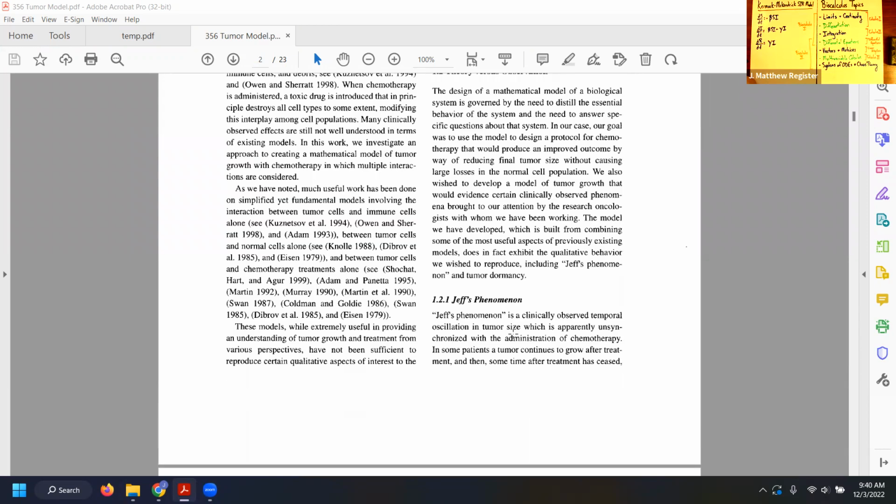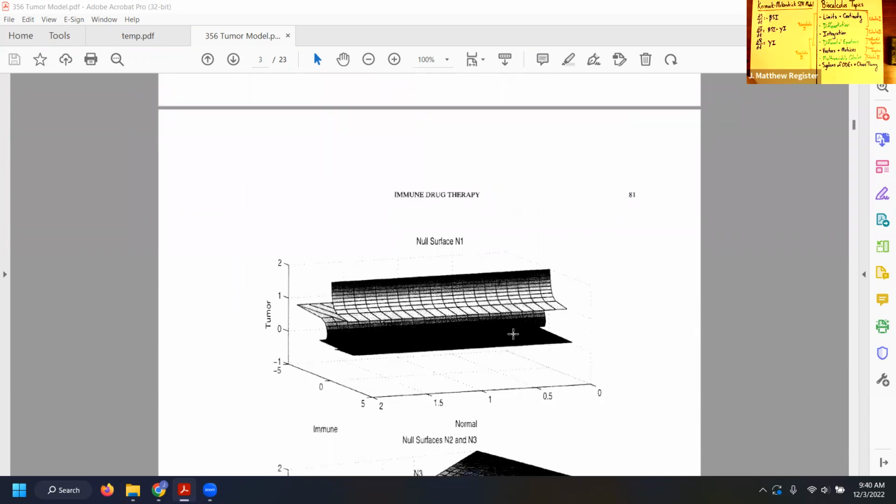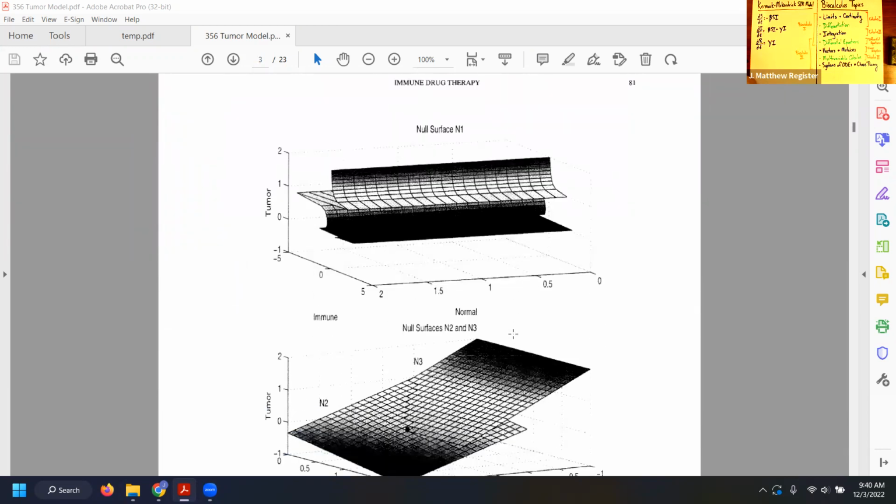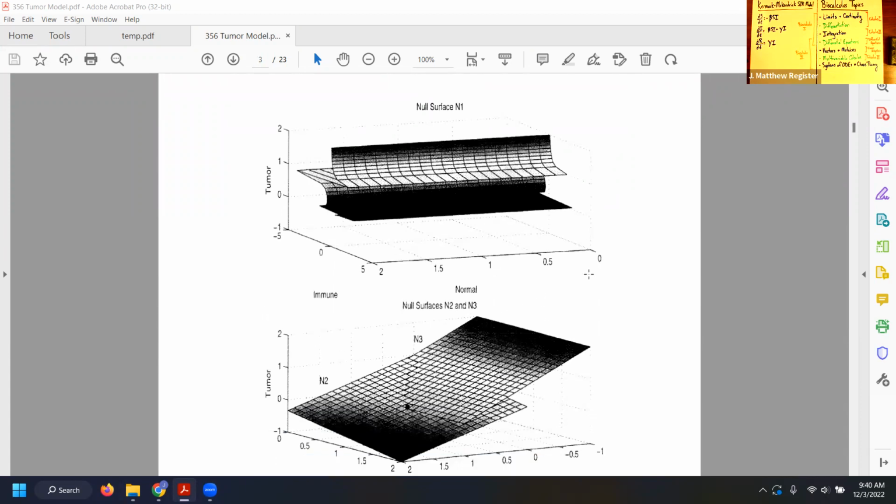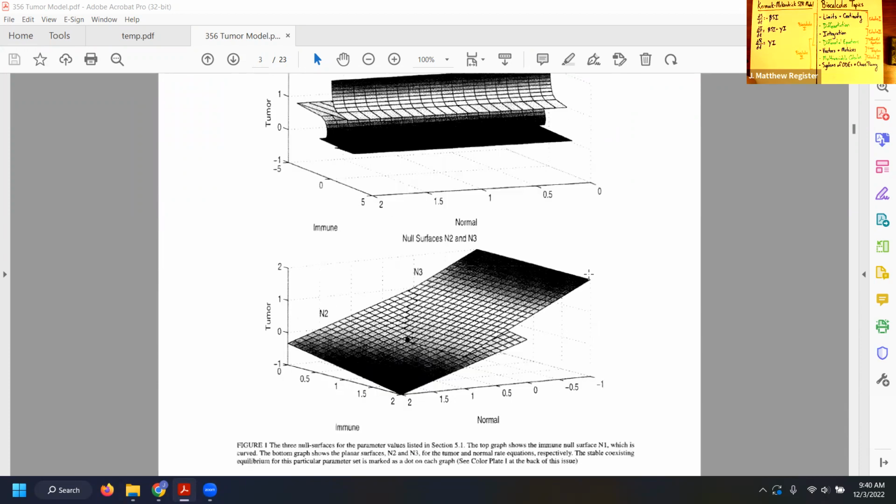And so it begins just by introducing some of the fundamentals of tumors and how they grow, but then it goes into some graphs like this. This is something which you would see in multivariable calculus. These are graphs in 3 dimensions, and we'll learn how to graph in 3 dimensions once we get to chapter 9.